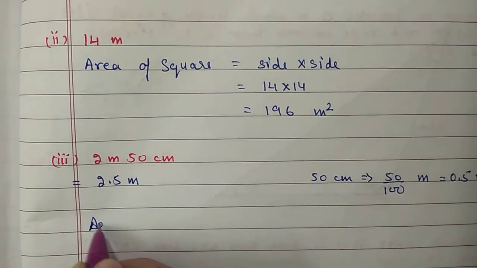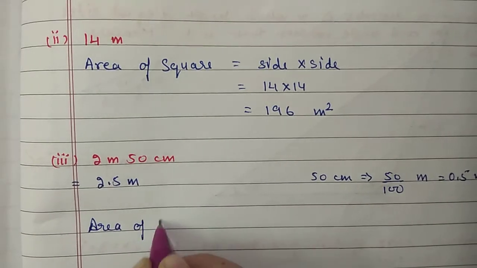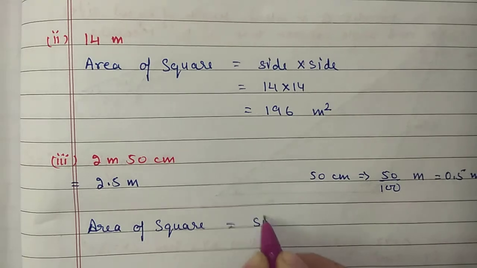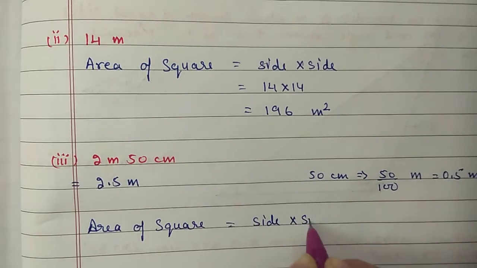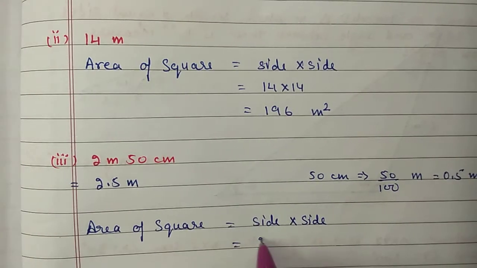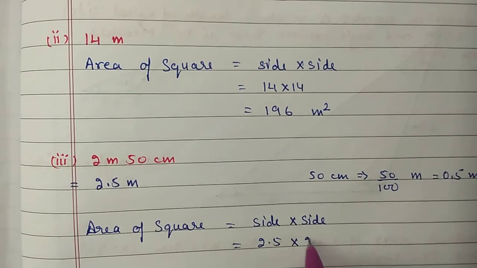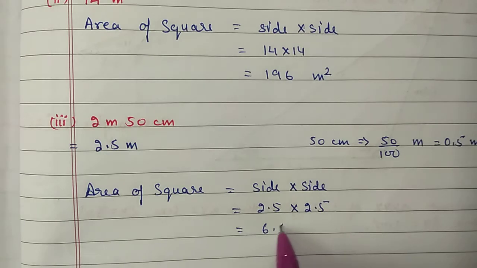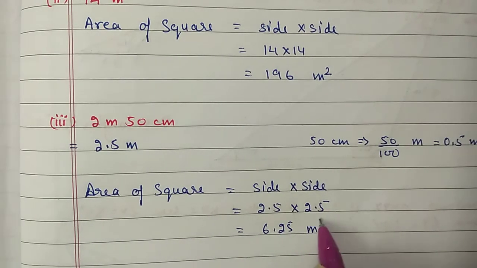So the area of a square is equal to side into side. One side is 2.5, another side also 2.5. 2.5 into 2.5, you will get 6.25 meter square.